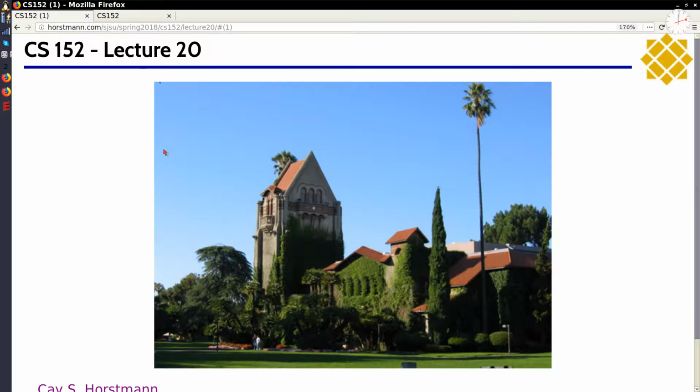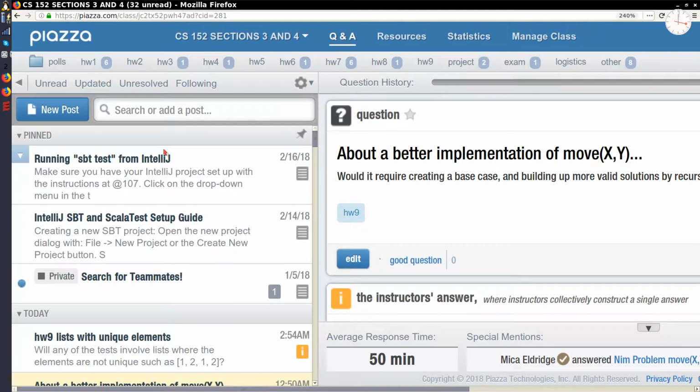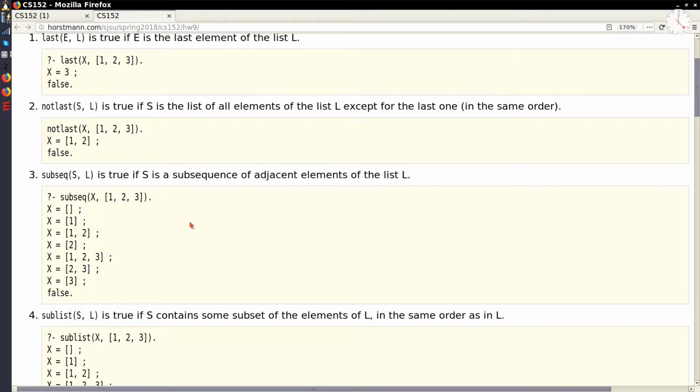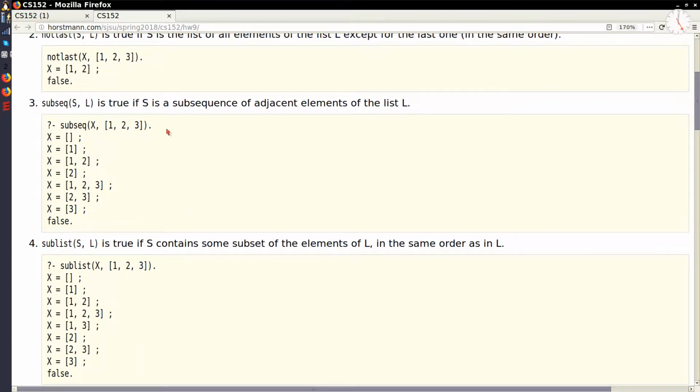So let's say that we want to do the homework assignment with this subsequence. We want to make it so that S is a subsequence of adjacent elements in L. So how do you do it without recursion?